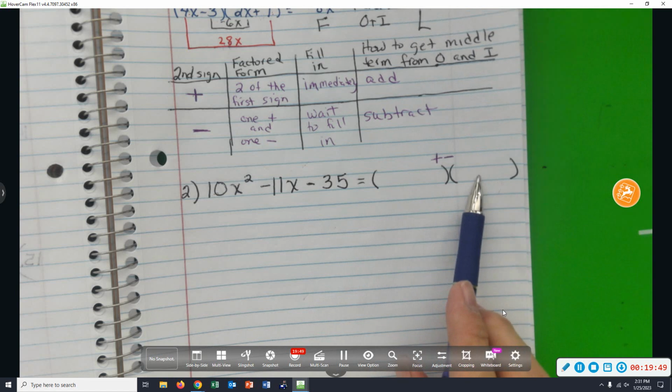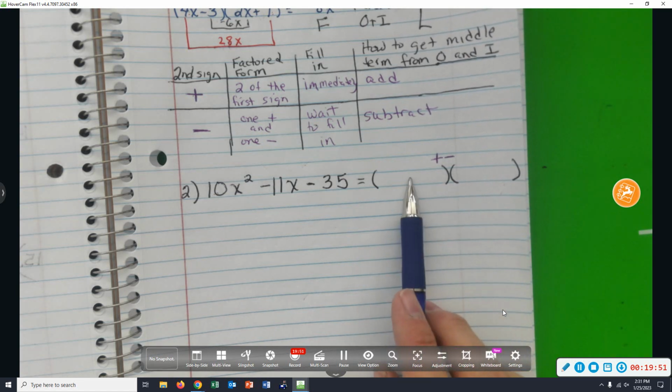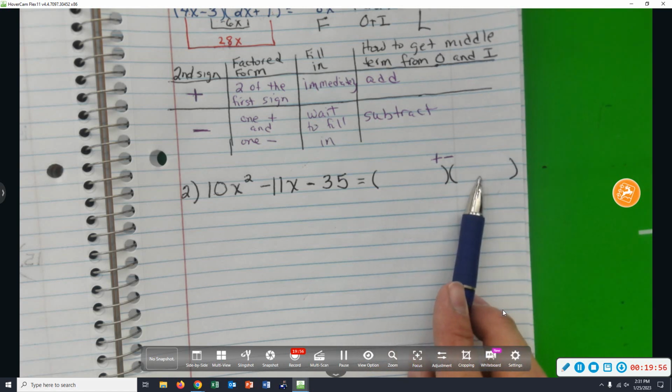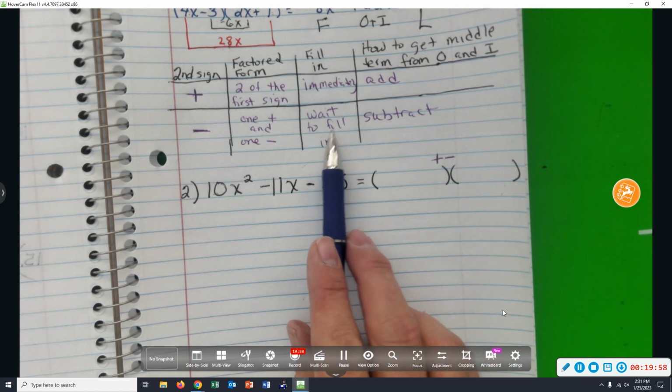Why am I not filling them in? I don't know where they go. Does the plus go in the first set of parentheses or the second? So I'm going to wait to fill those in.